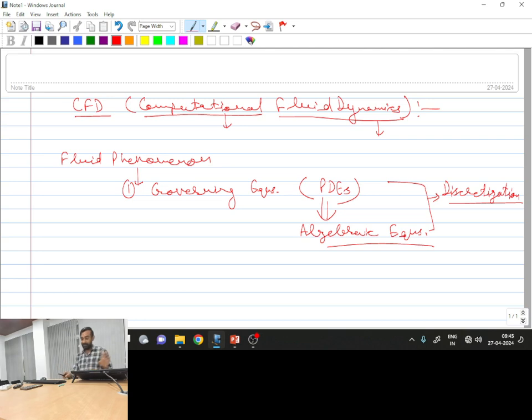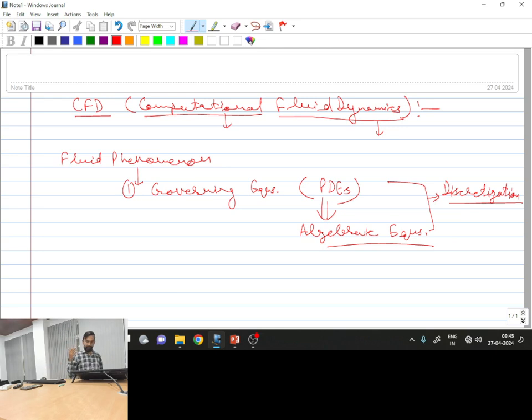So it means that in CFD, the majority of the task we are doing ourselves, because we have to tell the computer that, okay, these are our algebraic set of equations, now solve these equations. So the computer will only come into picture once we have converted equations into algebraic equations. Okay, so this is a very, very important point. You should understand that the computer can only come into picture once we are able to convert our partial differential equations into algebraic set of equations.